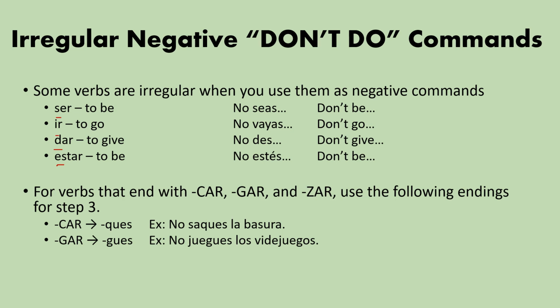Gar verbs change to GUES. Example, don't play video games. Here you see the stem changer and the opposite spelling change ending. No juegues los videojuegos. Don't play video games. And then the zar verb goes to, the ZAR is removed and it's changed to CES. So empezar, to begin. If I say don't begin the homework, its stem changes and the zar changes to CES. So no empieces la tarea. Don't begin the homework. Those are just spelling change irregulars that you have to memorize how they change in the negative command. Only when they're negative.